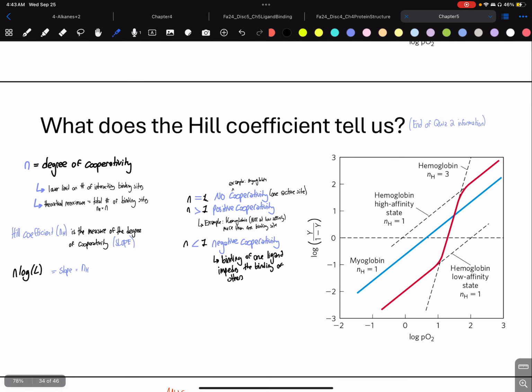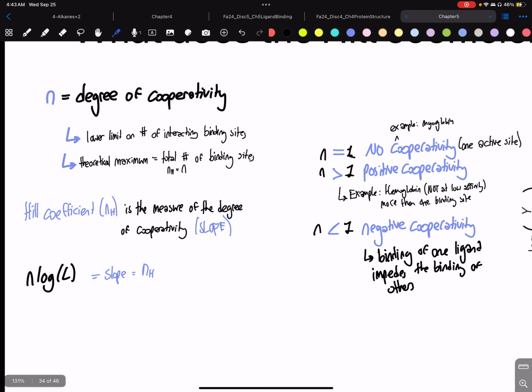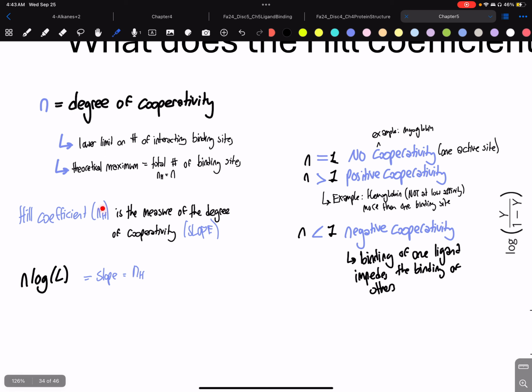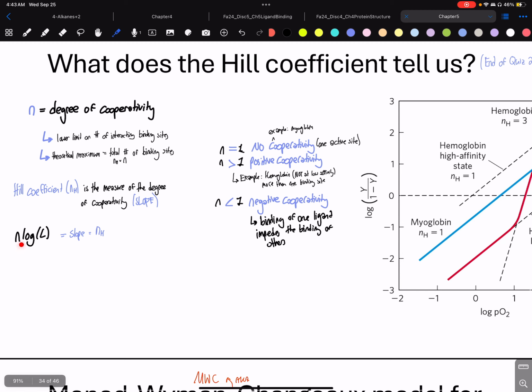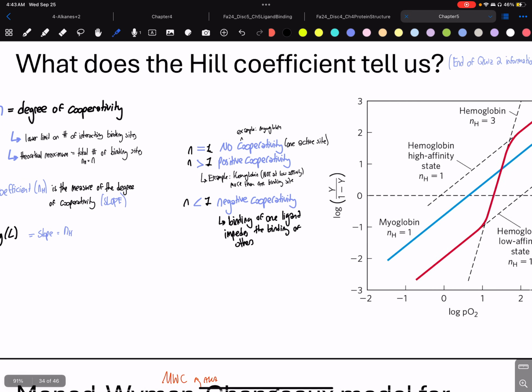So what does the Hill coefficient tell us? The Hill coefficient, at least according to the textbook, this is not said in class, but this is what I read, n subscript h is a measure of the degree of cooperativity, in which this tells us the lower limit on the number of interacting binding sites and also the theoretical maximum of the total number of binding sites. So that's when nH equals n. And then again, the n times the log of the ligand amount is our slope in this instance.